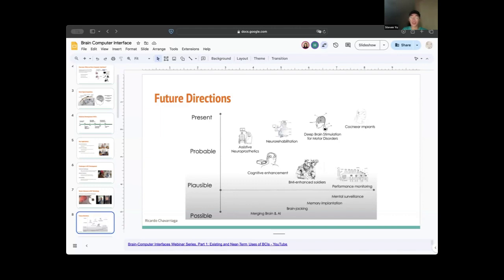Lastly, in the possible domain, which right now still seems pretty sci-fi, we could have memory implantation, brain jacking, or even merging brains and AI together, which is quite insane, but I would say it is still possible.